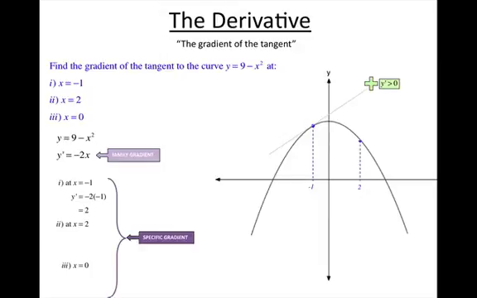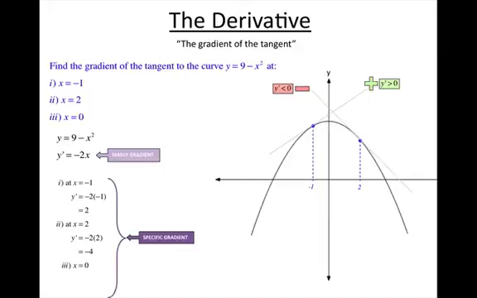What about when x is 2? Let's try that. Well, if we draw the tangent there, we can see straight away that that tangent is going to be negative. In other words, we know that the first derivative is going to be negative. It's going to be less than 0. But let's just show that algebraically. We sub in 2 into our family gradient. We get negative 4, which, as we just showed, is less than 0. So it's all making sense.